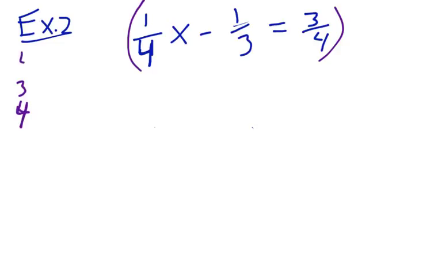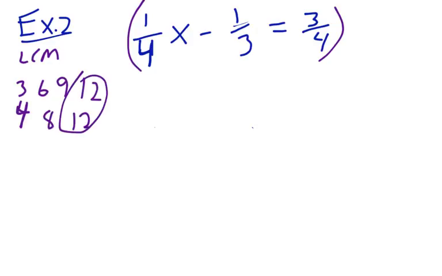So we're looking for the LCM of 3 and 4, our denominators. We get 3, 6, 9, 12, 4, 8, 12. So 12 is going to be the least common multiple. So I'm going to multiply that 12 to everything. And it's really a 12 over 1.